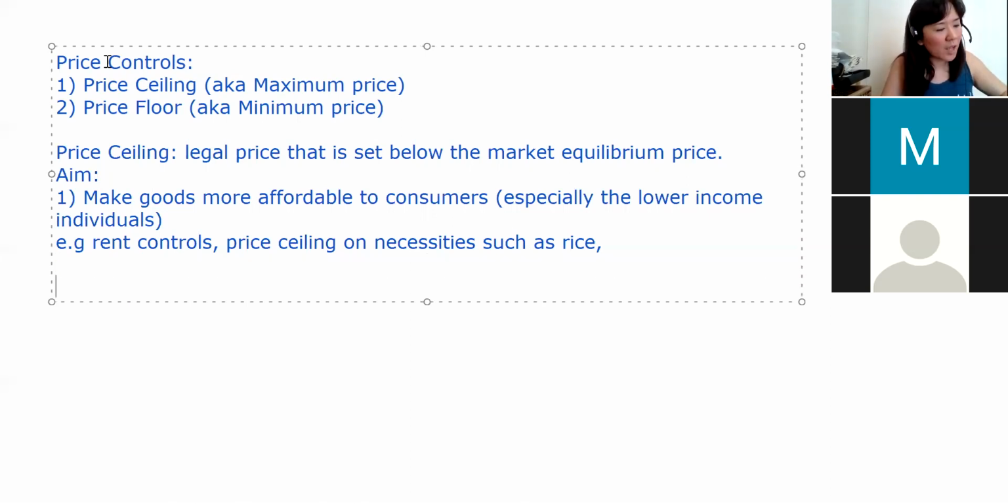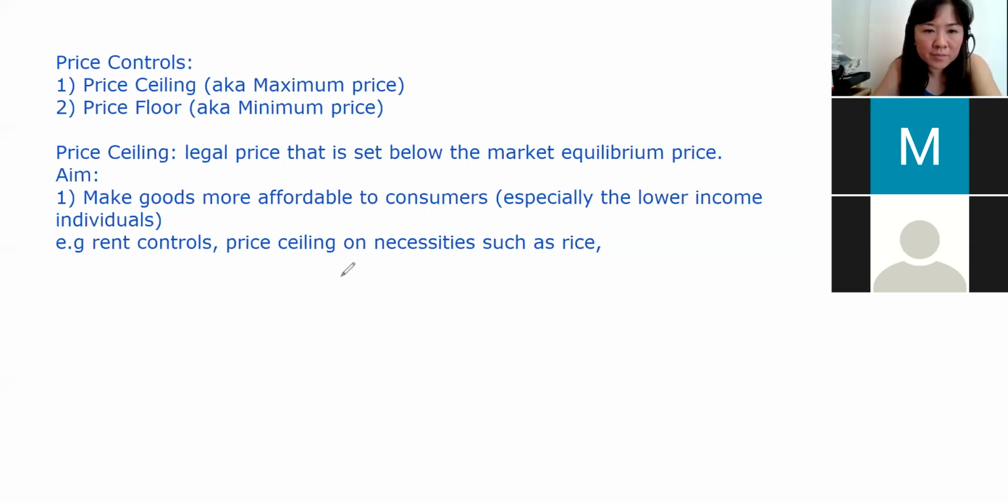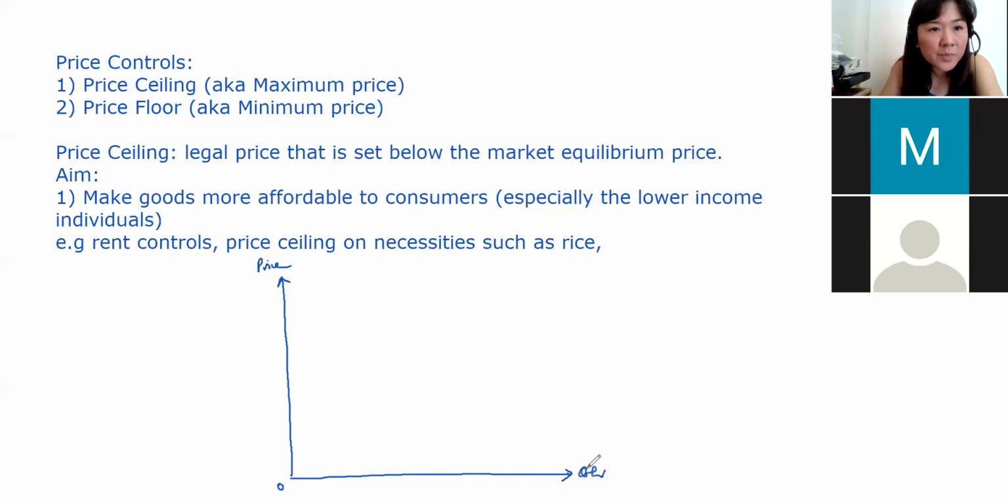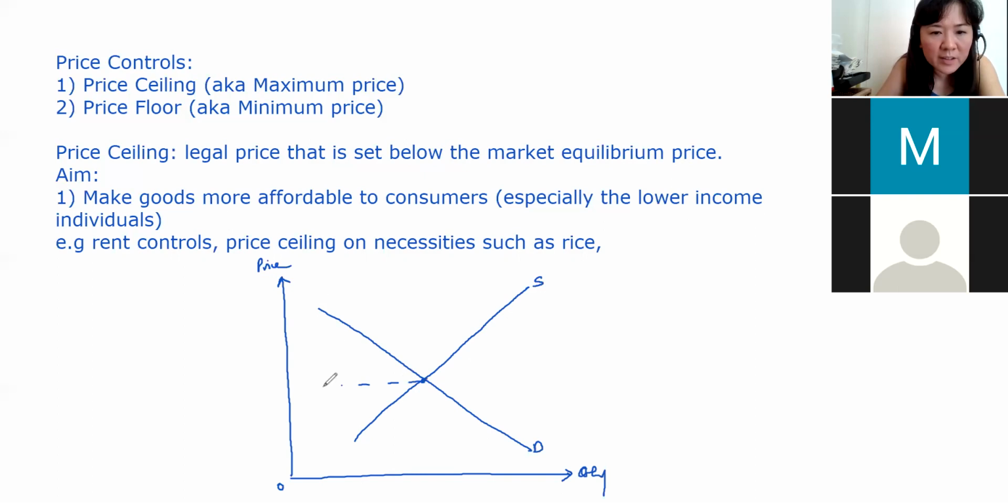Now what I'm going to do is draw the diagram for the price ceiling, and from there you can see the effect. So we have price and quantity over here, and then our price ceiling. But before that, let's talk about the market equilibrium, where supply and demand intersect, giving the equilibrium price and quantity.